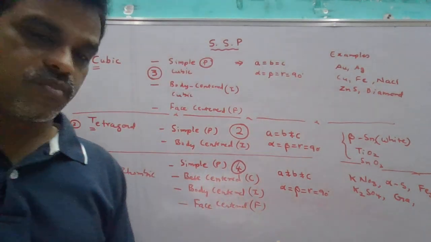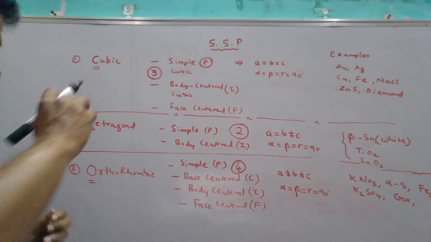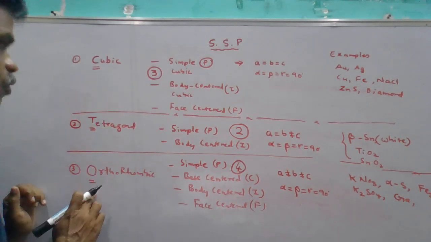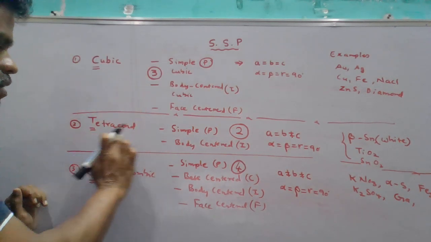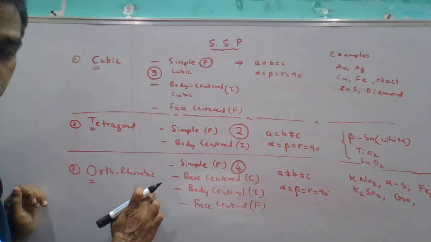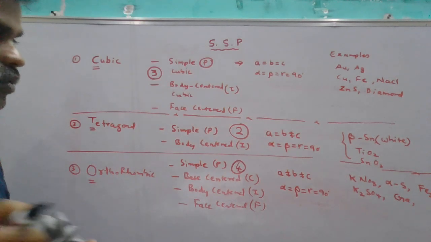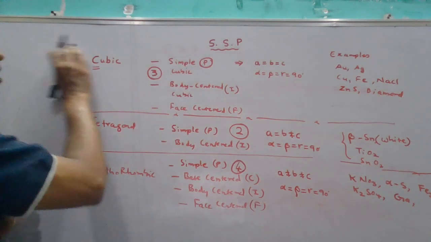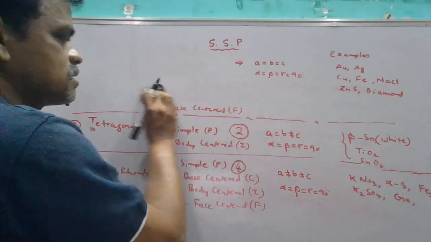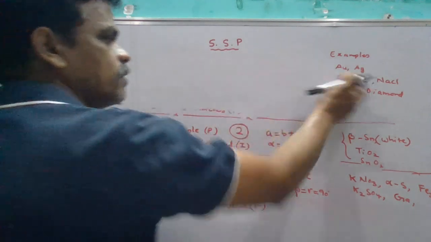So what I discussed here: three crystal systems up to now. For this shortcut CTO: cubic system, tetragonal system, orthorhombic system. I am moving to the fourth crystal system.